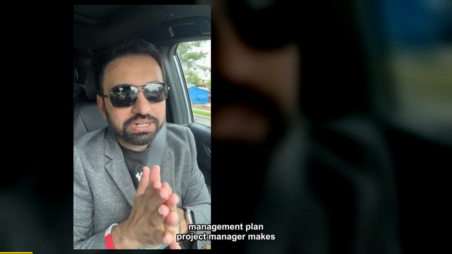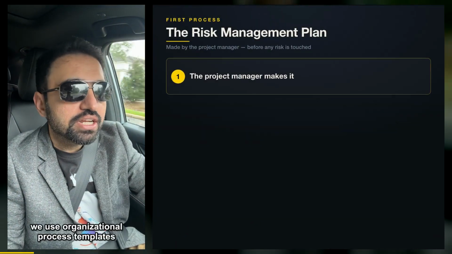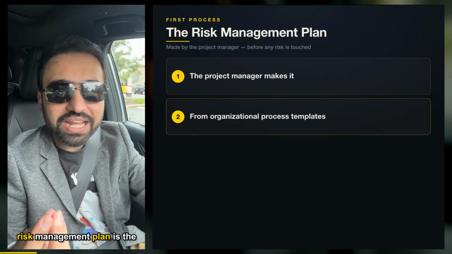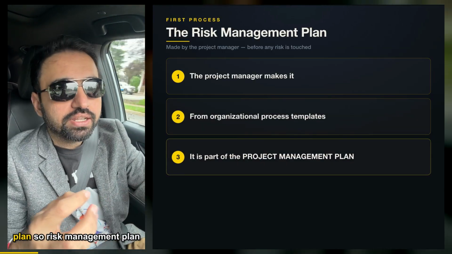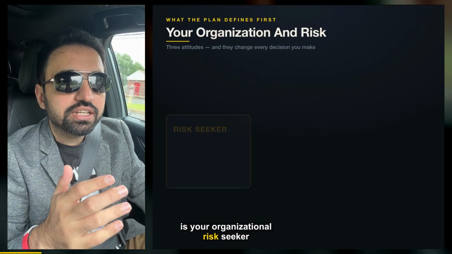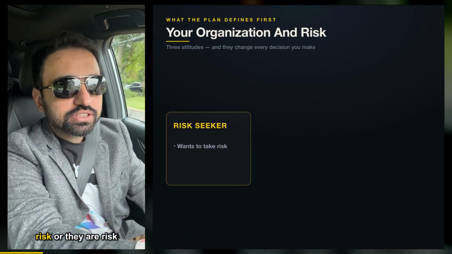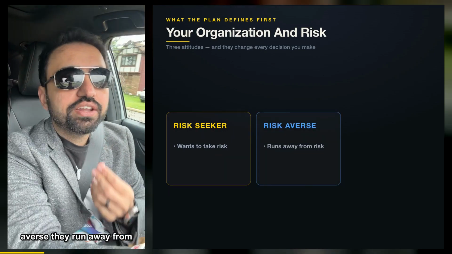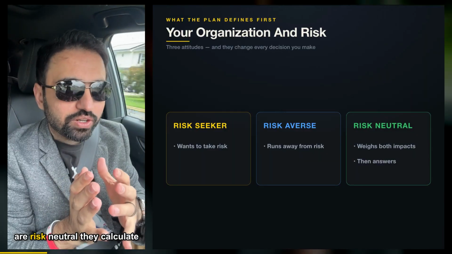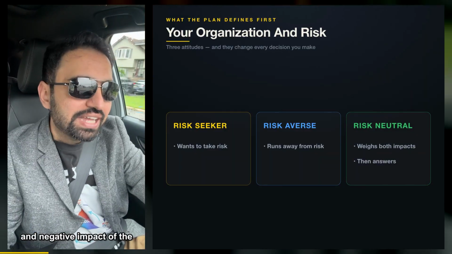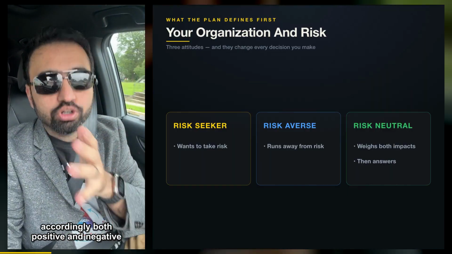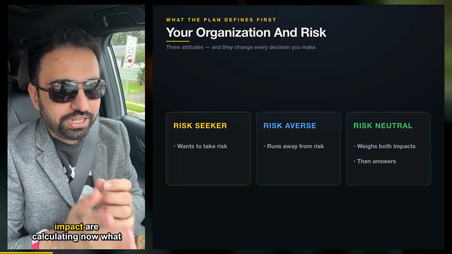The risk can be positive, that is opportunity, or negative, that is threat. So we make a risk management plan, the project manager makes it. We use organizational process templates. The risk management plan is part of the project management plan. It defines whether your organization is a risk seeker, they want to take a risk, or risk averse, they run away from the risk, or risk neutral, they calculate the positive impact and the negative impact of the risk and then respond accordingly. Both positive and negative impacts are calculated.